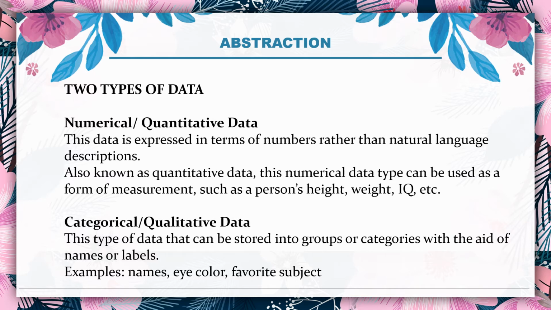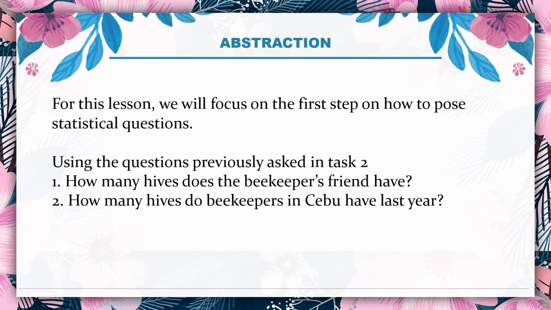The second type of data is called the categorical data or the qualitative data. This is data that can be stored into groups or categories with the aid of names or labels. So the examples for this type are names, eye color, or your favorite subject. So data that are names, that is categorical data. Those are some important terms that we need to know about statistics.